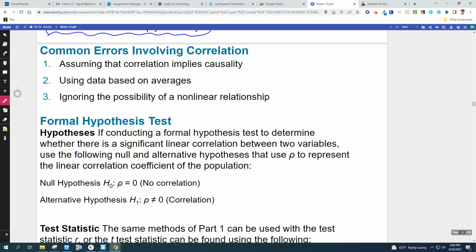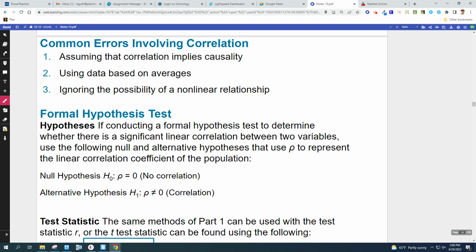Common errors. Number 1, assuming that correlation implies causality. That happens all the time. There's something called lurking variables. So beware of lurking variables. Something else that affects it that's behind the scenes that you didn't think about.